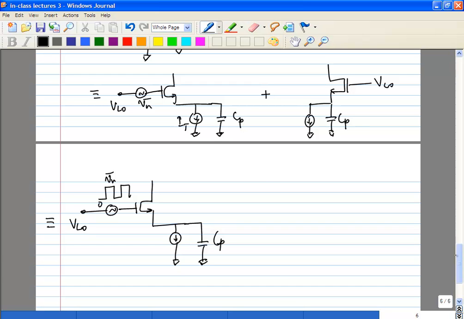Then what we are going to assume, of course, is that Vn is much smaller than VLO, so you can linearize the circuit. What is the time constant at this node? Let's call this x.